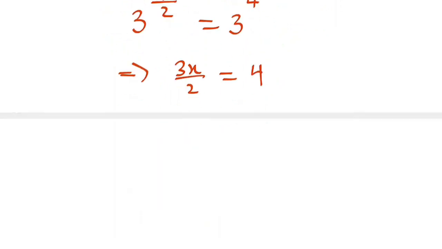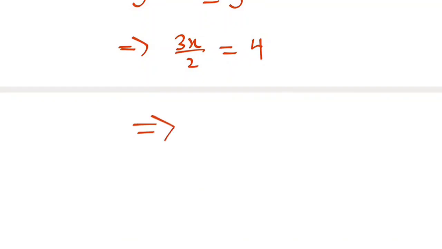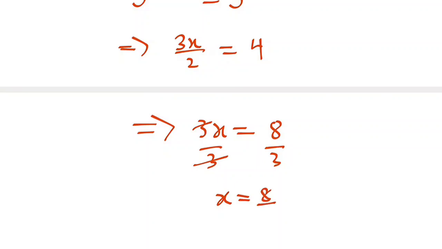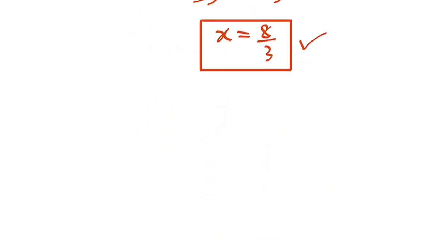Now the next thing we're going to do: 3x equals 2 times 4, which gives us 8. Divide both sides by 3, so we cancel this, and we're going to have x equals 8 over 3. That is the solution we got for the first method. So let's quickly try the second method.